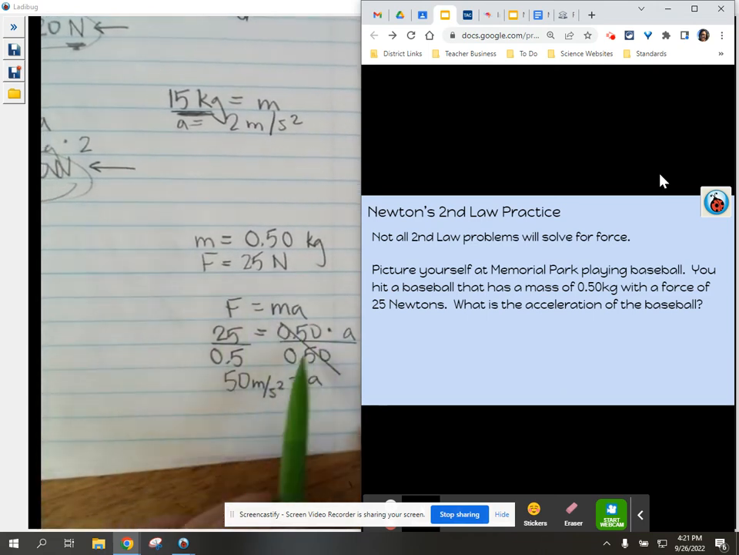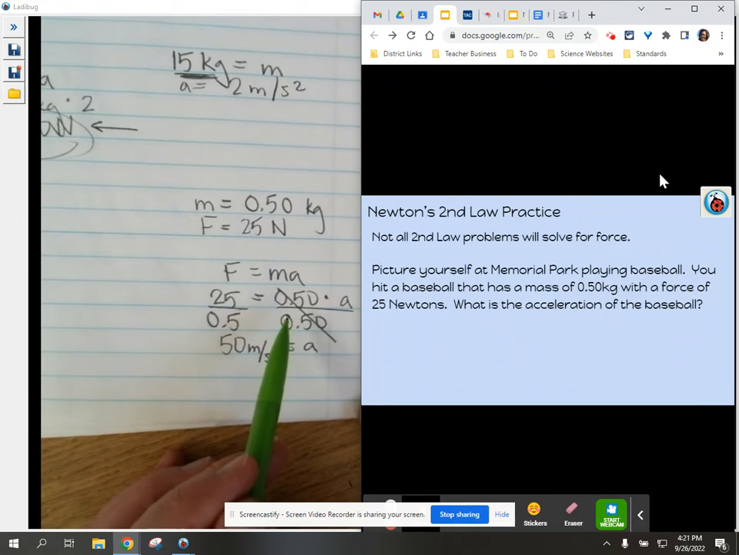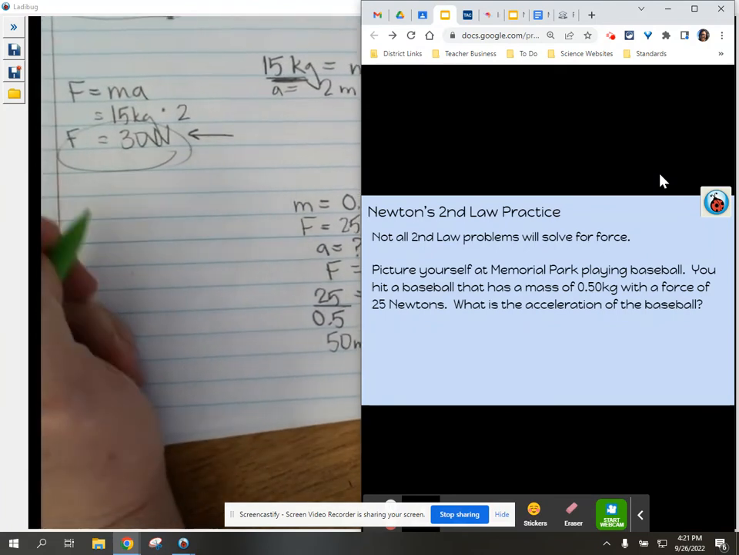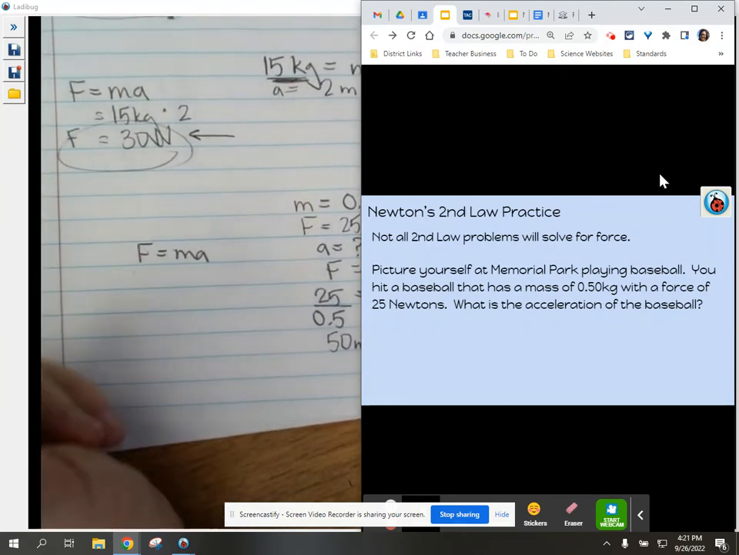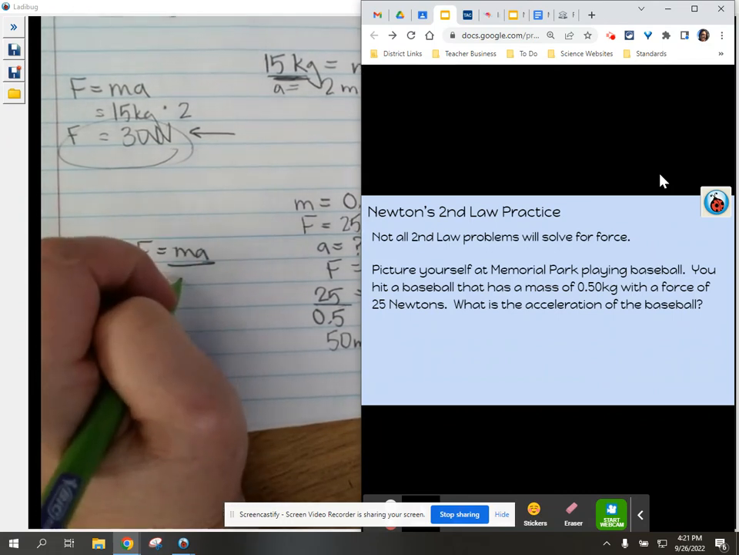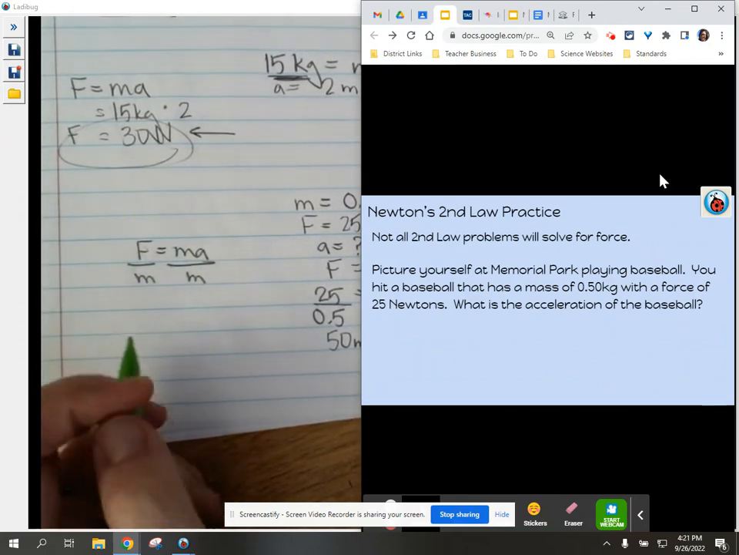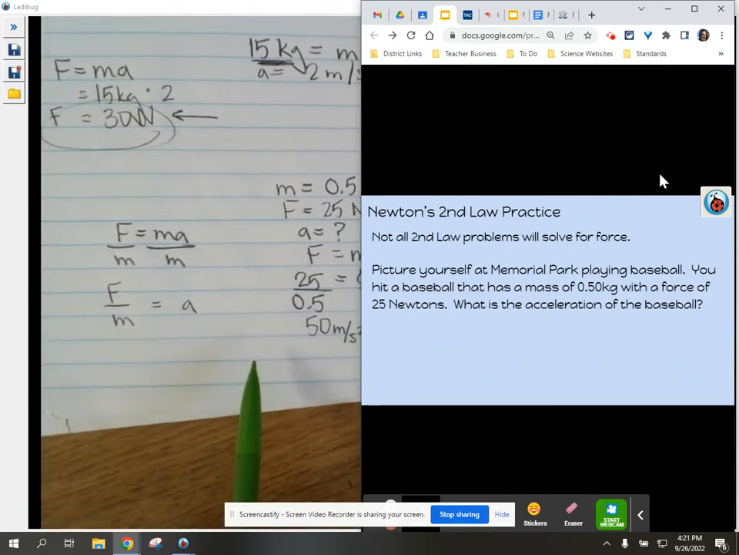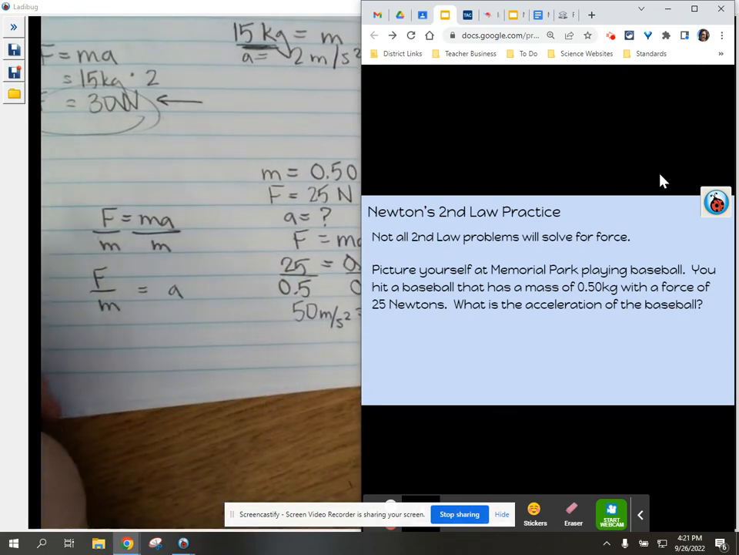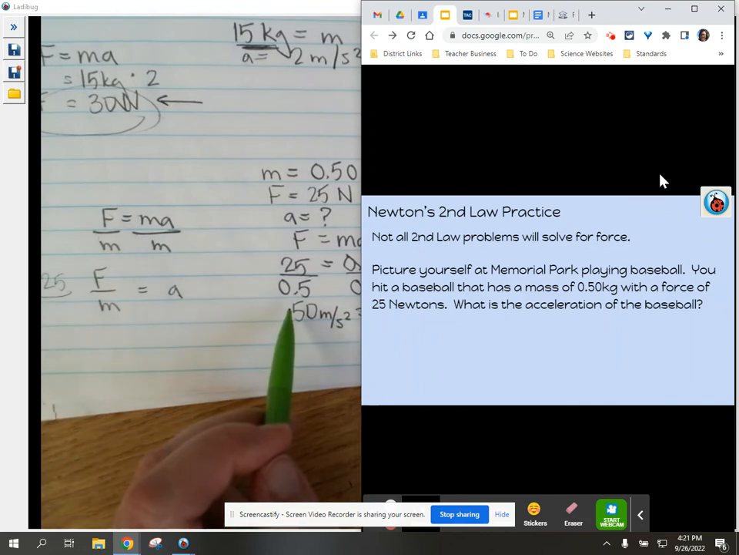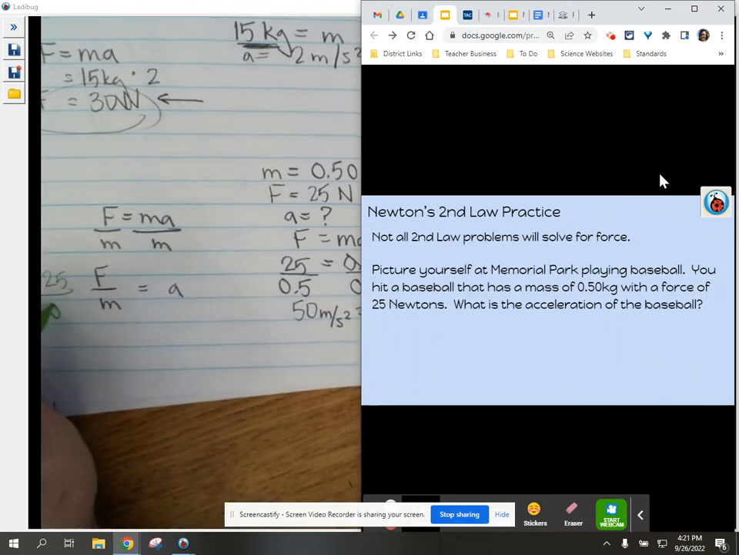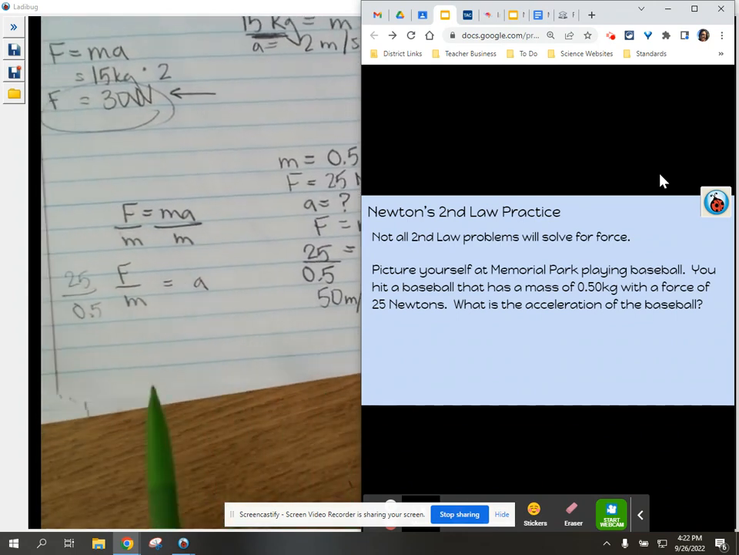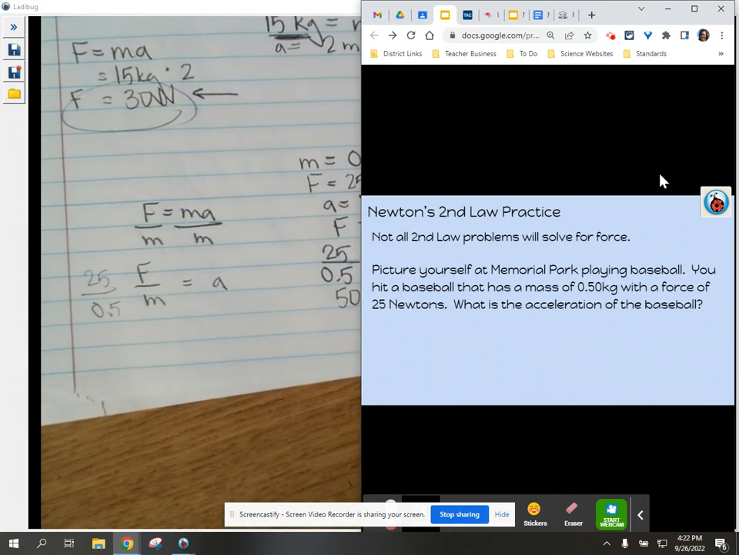Now, if you don't like solving this way, you can always rearrange your equation. So we know that we're looking for the acceleration. So if you would like to rearrange your equation, F equals ma, if you want to solve for acceleration, you would divide both sides by m, right? So acceleration would be equal to force divided by mass. So if you'd like to do that, you're going to get the same answer. You can see that the force is 25 and the mass is 0.5. So the answer is the same, but if this makes more sense to you, then feel free to do it that way. Just still make sure and show your work, please. I hope this helps.